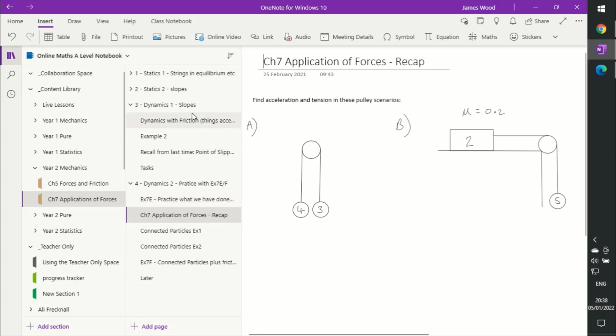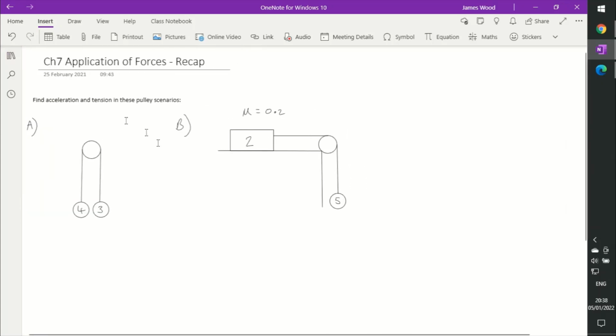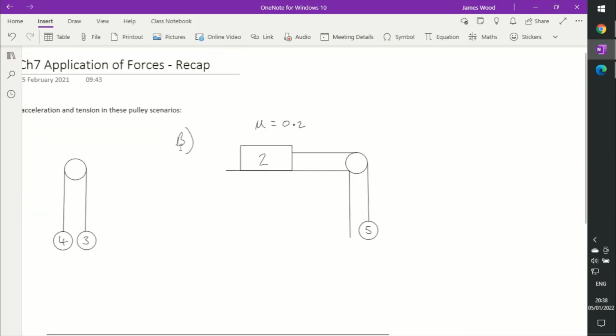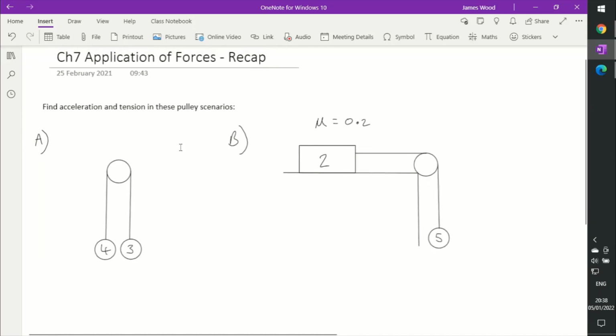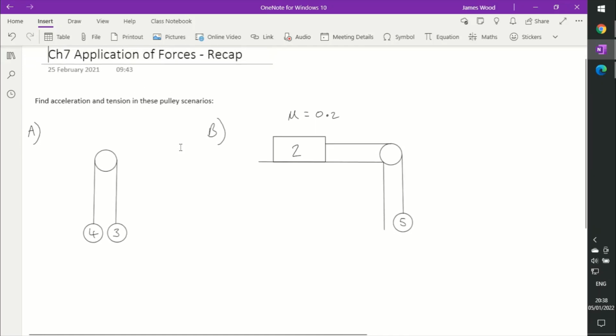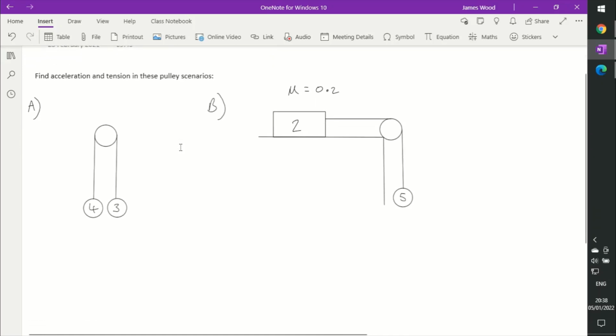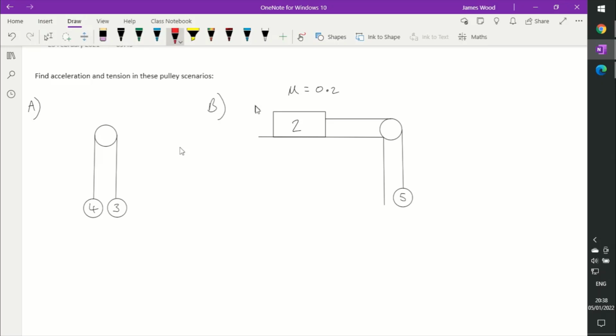So before we do anything more complicated with friction and so on, I just wanted to look at a bit of a recap about how we deal with connected particles. So I want to find the acceleration and the tension in these two scenarios involving pulleys. So the first one, we've just got a vertical pulley here. We've just got a mass of 4 kilograms and a mass of 3 kilograms. The forces are obviously 3G and 4G. And we've also got the tension.